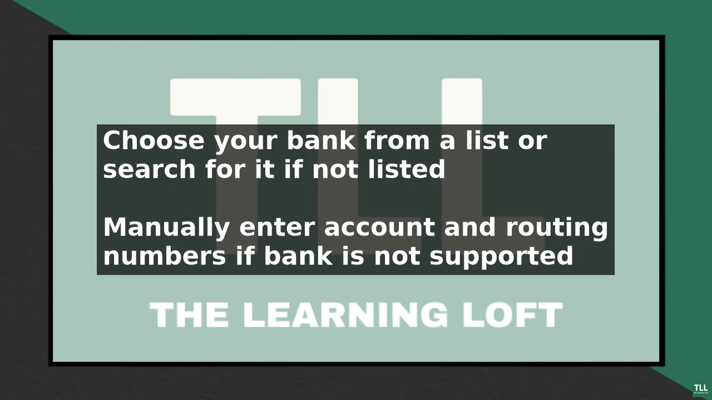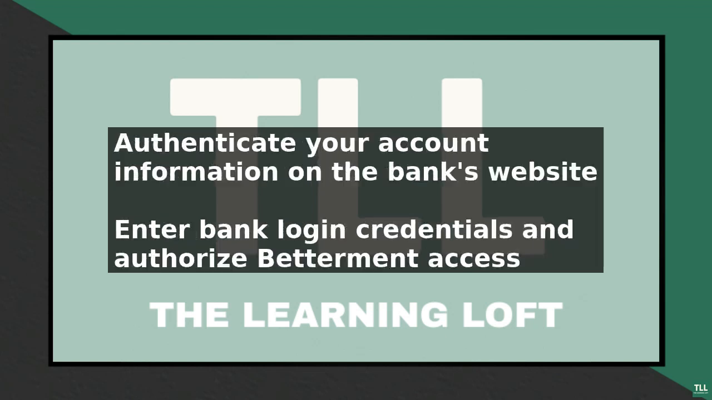Upon successful authentication, you will be redirected back to the Betterment website, where you can select the account you want to link. Choose the account type, such as checking or savings, and confirm the account details. Review the terms and conditions. Then click to confirm the linking process.